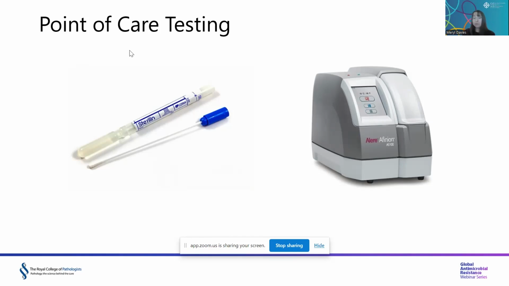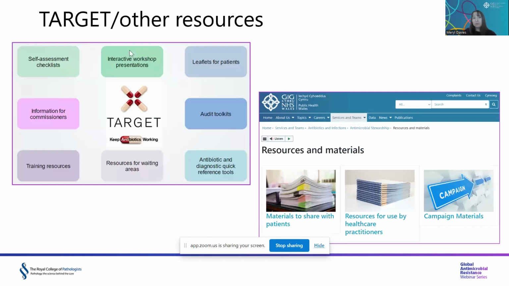Another point-of-care test would be a CRP test that is used for respiratory tract infections in Wales, that again would allow us to stratify which patients are more likely to have a bacterial infection and would benefit from an antibiotic prescription. We have a lot of stewardship material and resources available within the United Kingdom.